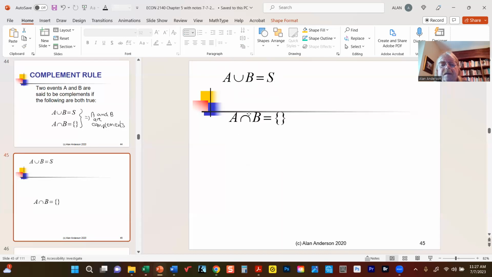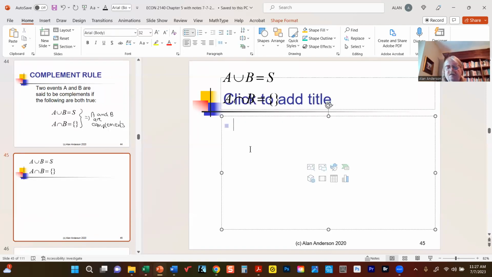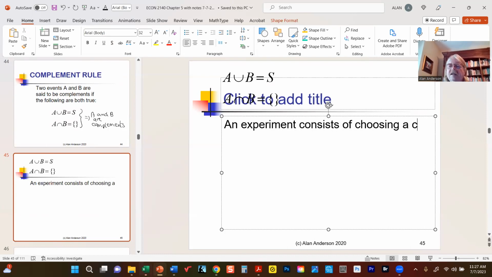But anyway, those are the two conditions. So what would be a good example of complements? All right. So how about this one? An experiment consists of choosing a card from a deck. A will be the event that the card is red. B will be the event that the card is black.